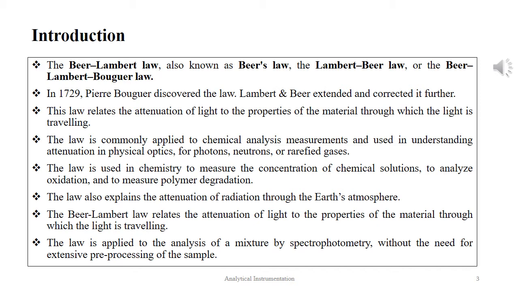The law is commonly applied to chemical analysis measurements and used in understanding attenuation in physical optics for photons, neutrons, and rarefied gases. The law is used in chemistry to measure the concentration of chemical solutions, to analyze oxidation, and to measure polymer degradations. The law also explains the attenuation of radiation through Earth's atmosphere.